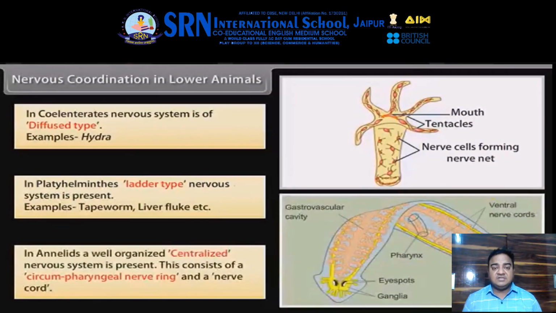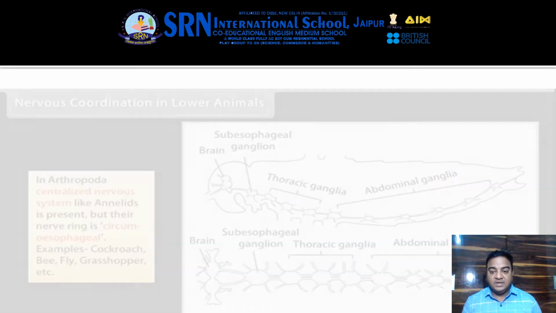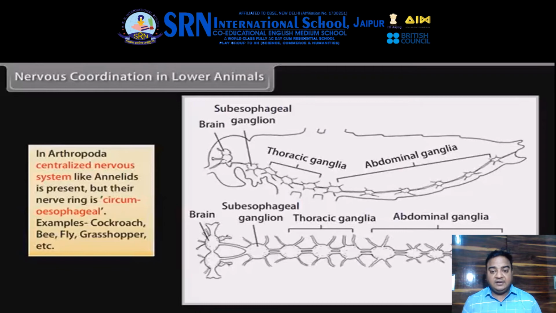Let us see the nervous control in lower animals. In coelenterates, the nervous system is diffuse type, for example in hydra. In the above picture, you can see the hydra has a mouth and tentacles. In platyhelminthes, the ladder type nervous system is present, for example tapeworm and liver fluke. In annelids, a well-organized centralized nervous system is present, and this consists of a circumpharyngeal nerve ring and a nerve cord. As we go higher in the organisms, for example the mammals, the nervous system keeps on developing.